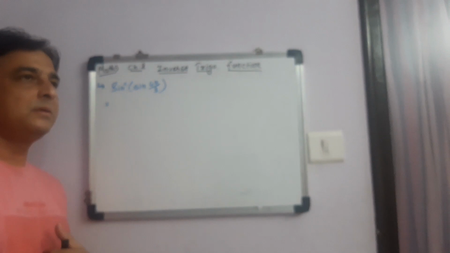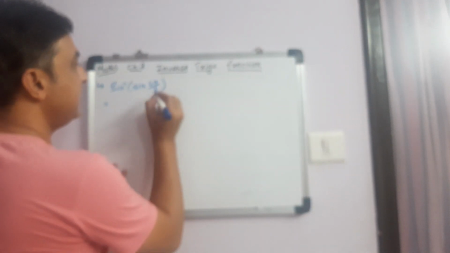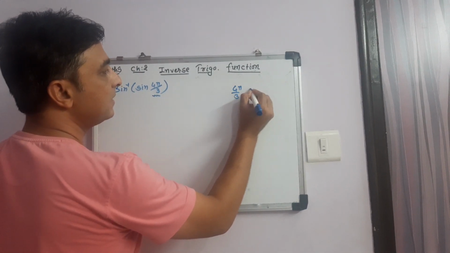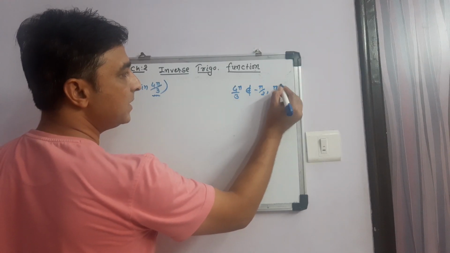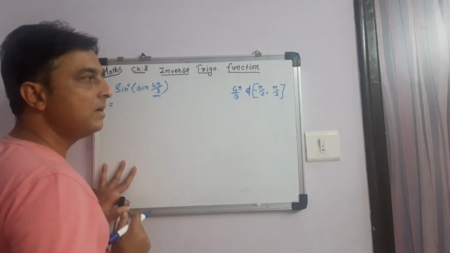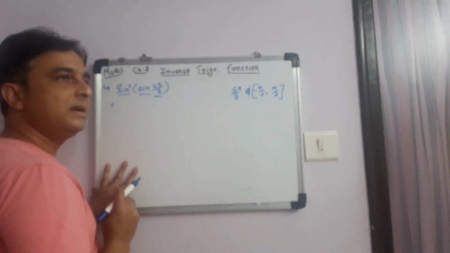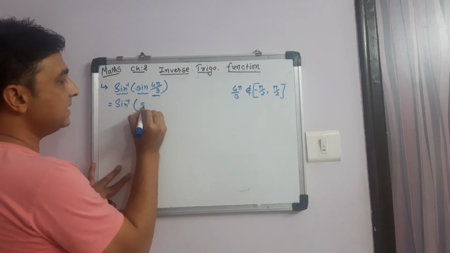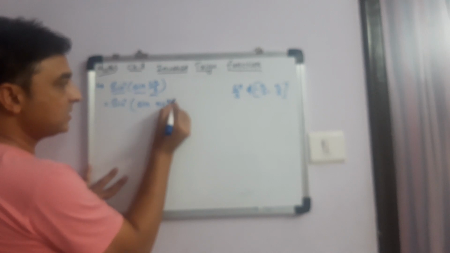Find the value of this function: sine inverse sine 4 pi by 3. Now, see this 4 pi by 3 doesn't belong to minus pi by 2 to plus pi by 2. So we cannot cancel out sine inverse and sine. Before that, we have to convert this. 4 pi by 3 can be written as pi plus pi by 3.